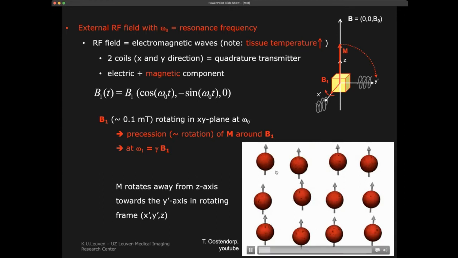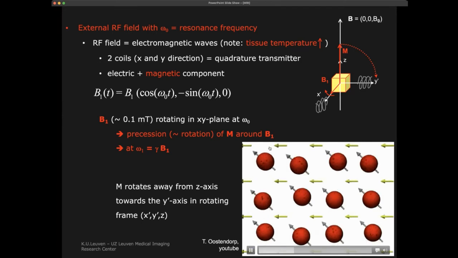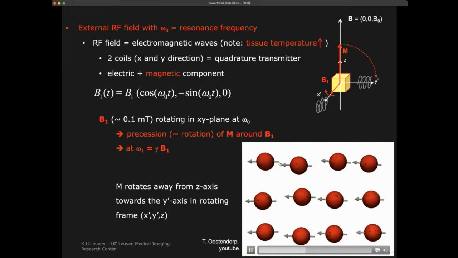If we turn on the radio frequency wave, then with every wavelength of this radio frequency wave, you see that the magnetization turns a little bit. At the moment that we have turned it 90 degrees, we stop. We take away this radio frequency. So what we did now is we actually flipped the overall magnetization of this piece of tissue.